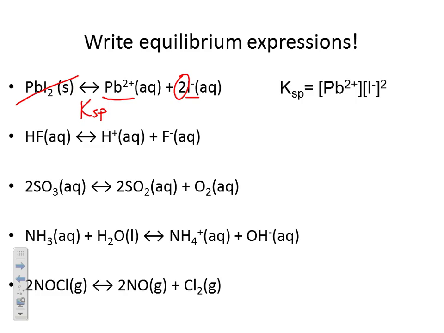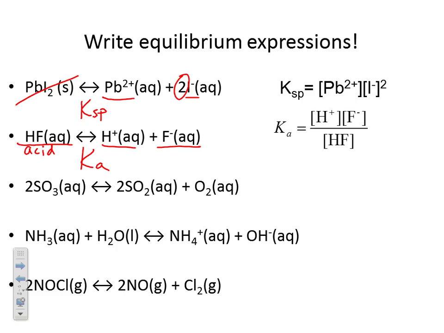Then I have HF goes to H+ plus F-. This is an acid, which I can clearly see, so this is going to be a Ka expression. Products H+ times F- over reactants. I am including this. I'm including all aqueous and gaseous species. So Ka equals H+ times F- over HF, all molarities.